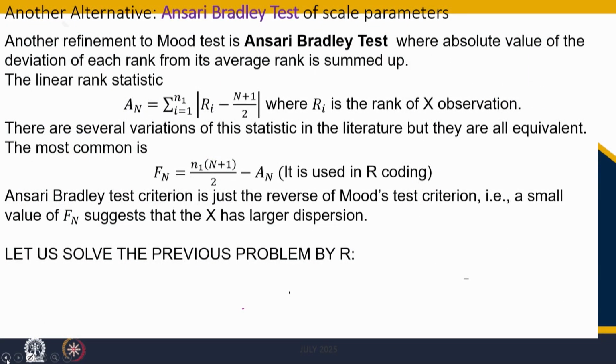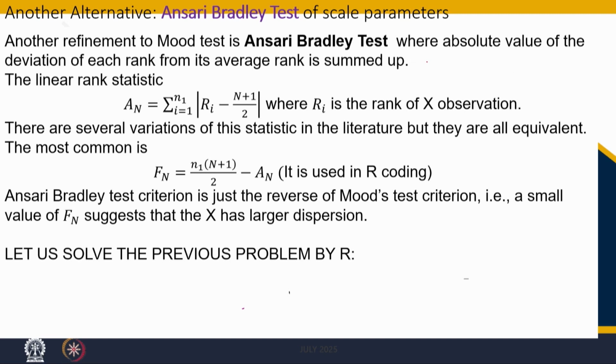As I was saying, there is one more alternative to the mood test, because that alternative is required, it holds better power. But we are not going that much deeper into non-parametric statistics. So let me give you just the flavor of the Ansari-Bradley test, and we have already seen it in our code that the same problem can be tackled either by the mood test or by the Ansari-Bradley test. So it is a refinement.